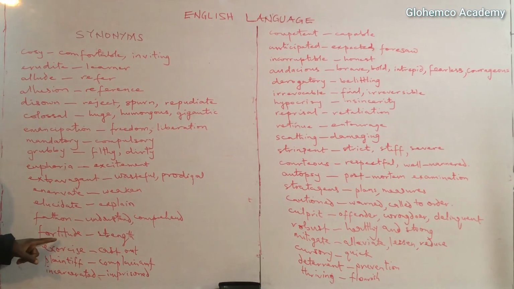So we have fortitude. Fortitude means strength. If a person is bereaved and people come to console and condole him, they say, God will grant you the fortitude to bear the irreparable loss. Fortitude means strength.